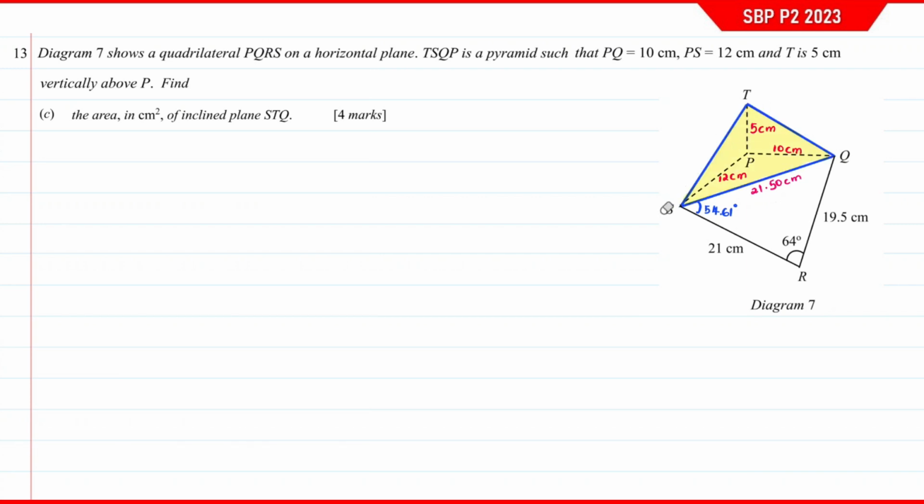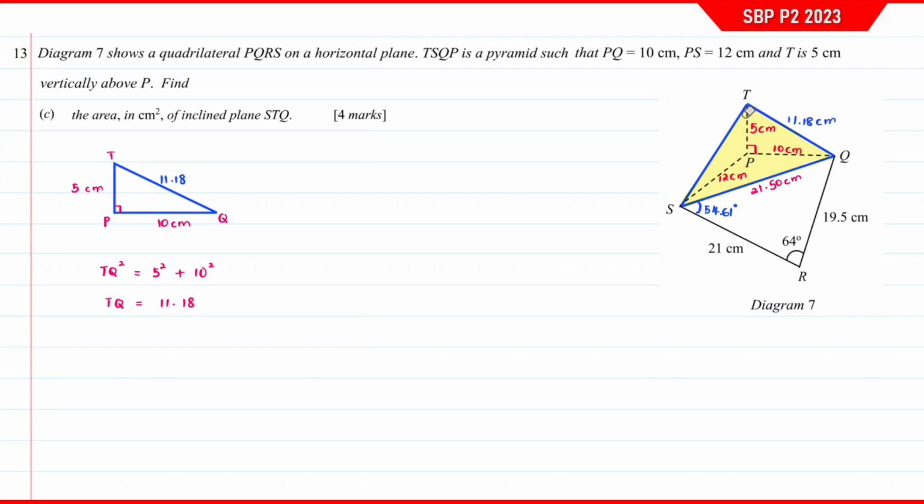Question C. Find the area in centimeter square of inclined plane STQ. So this will be the inclined plane STQ. As T is vertically above P, the angle between TP and PQ here will be 90 degrees. So the triangle TPQ is a right angle triangle. Using the Pythagoras theorem, we can find the length of TQ. TQ square is equal to 5 square plus 10 square. So the length of TQ is equal to 11.18.